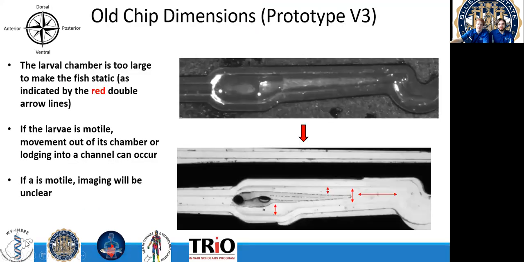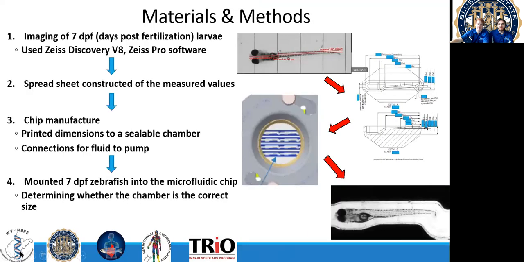Chip prototype version 3. Upon testing, we found the larval chamber was too large to properly accommodate the larvae indicated by these red arrows. The excess space in the chamber allows for unwanted movement of the larvae, which could lead to dislodging from the larval chamber. Because of the excess space and allowed movement of the larvae, it would create a blur and we could not obtain clear images of the larvae.